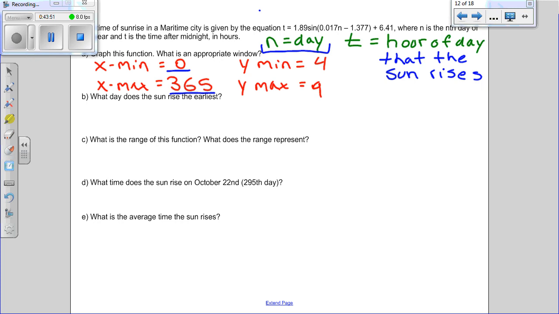Close. Yeah. If you put that in, your graph should look like this. That represents the time the sun rises depending on what day of the year it is. That's what your graph should look like.